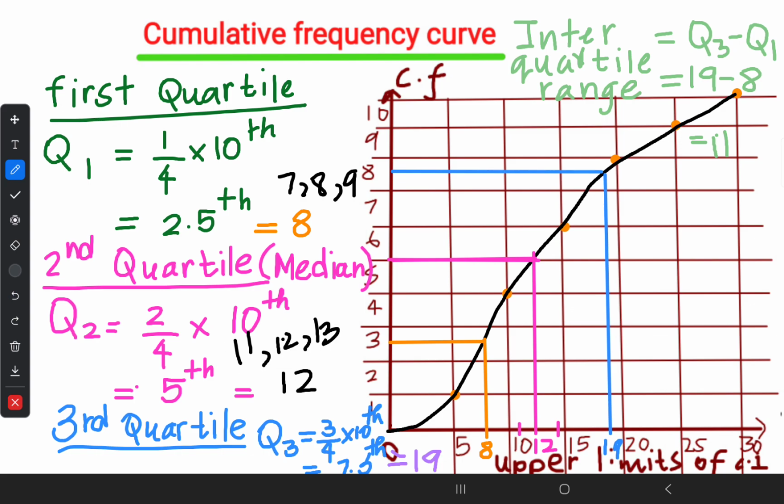You will not get the same value as mine, because there might be some human errors. While producing the curvature, your curvature might deviate a little from mine. So a little deviation is acceptable. The first, second and third quartiles may differ by 1 or 1.5, that is acceptable. The interquartile range might also differ. It can become 9, 10, 11 or 12, somewhere in this range, that is acceptable.